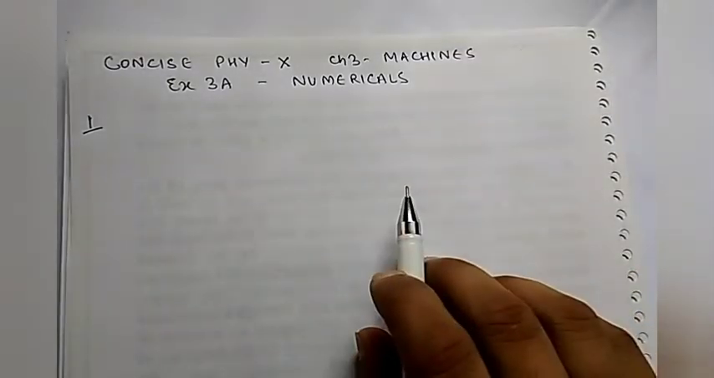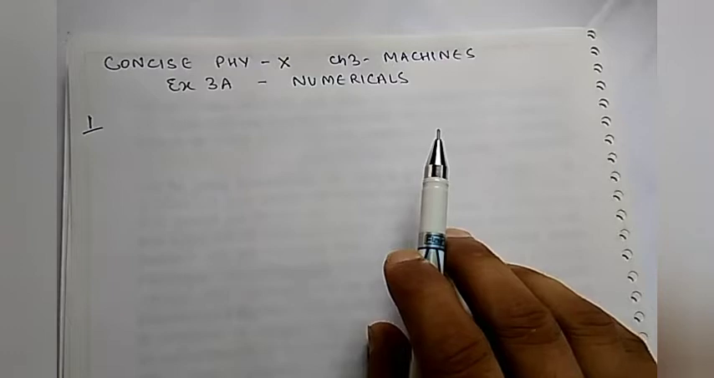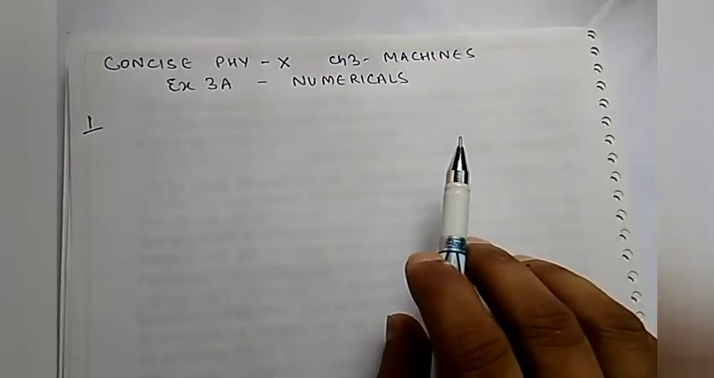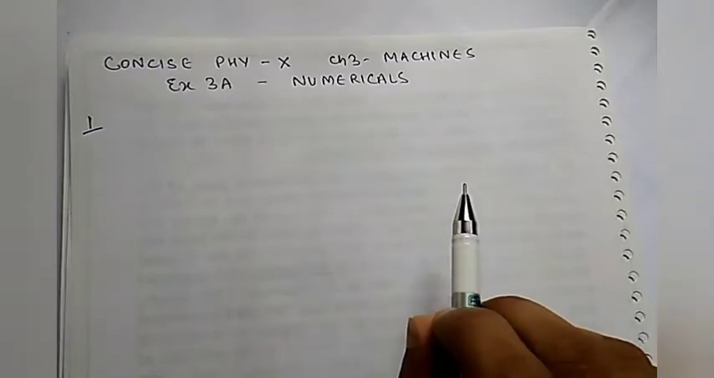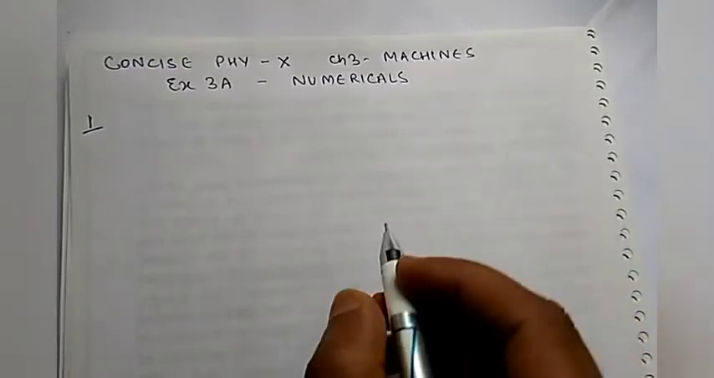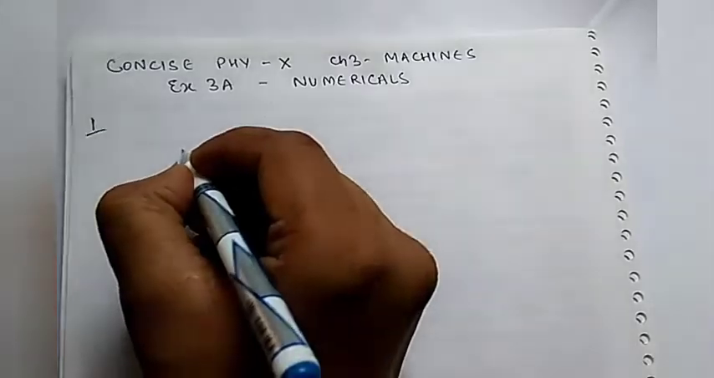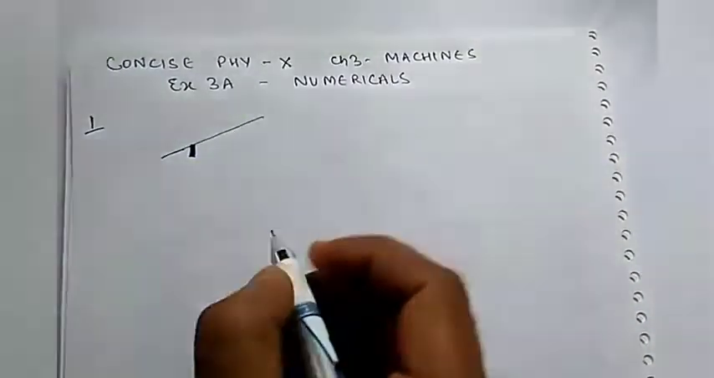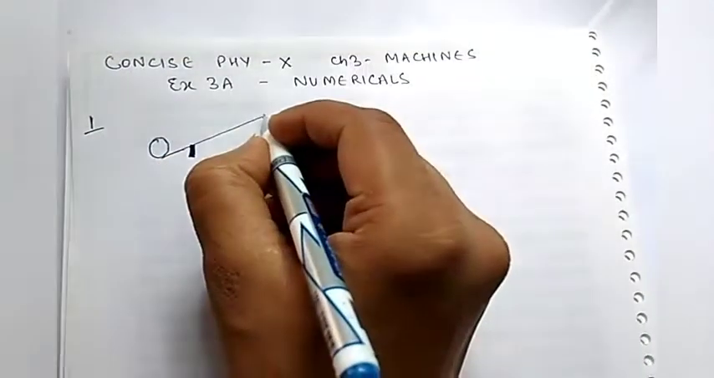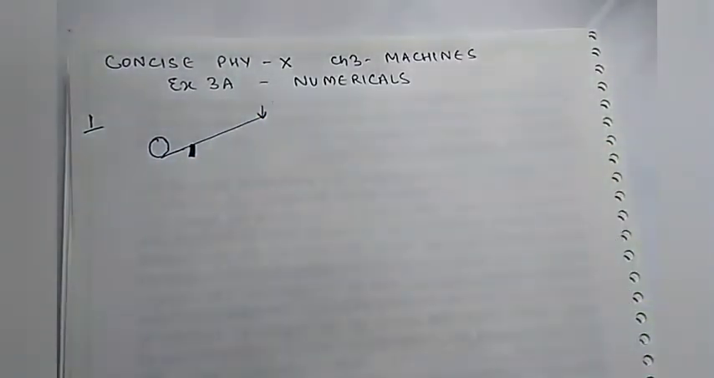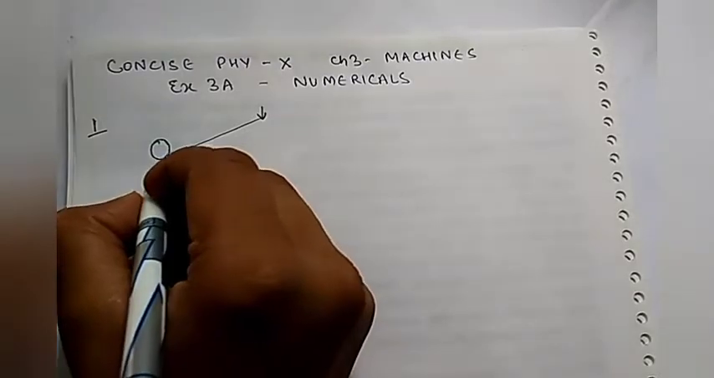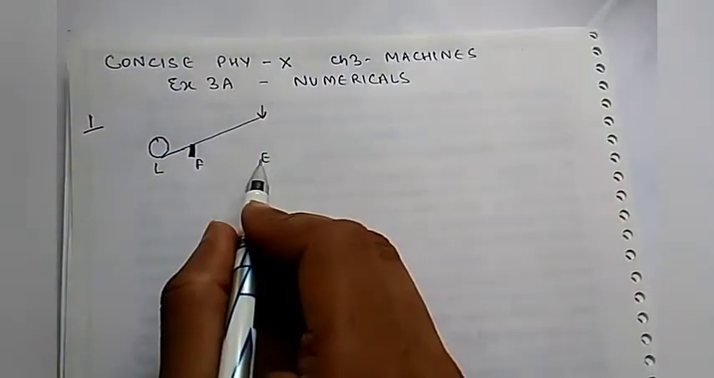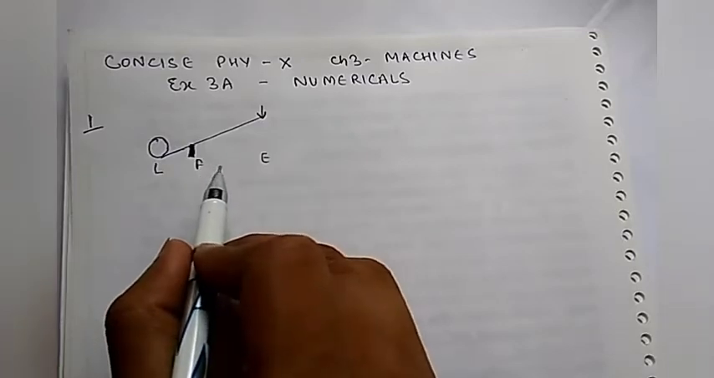Question number 1. A crowbar of length 120 centimeter has its fulcrum situated at a distance of 20 centimeter from the load. Calculate the mechanical advantage of the crowbar. See, how does a crowbar look? A crowbar is something like this. The load is put here and the effort is put here. This is the load, this is the fulcrum, and this is the effort. Fulcrum is in between load and effort. Clearly it is a case of class 1 lever.